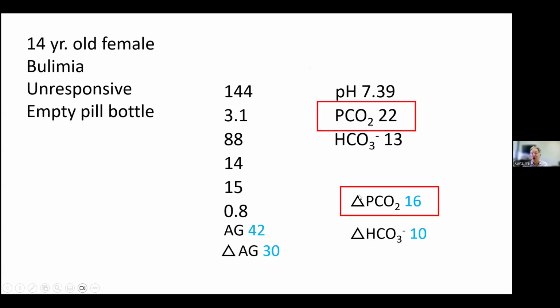So you don't call this just a compensated metabolic acidosis. If you missed that the response was excessive here, you would miss the third acid-base disorder in this patient, and clinically you would have missed that, so there's something driving the ventilation. The ventilation is more than it should be.